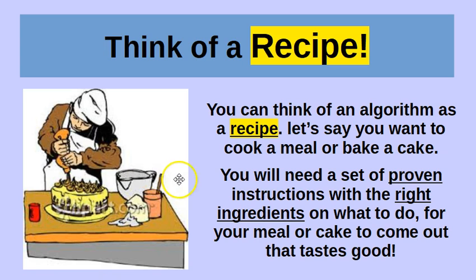So again, think of it as a recipe. Let's say you want to cook a meal or bake a cake, okay? You will need a set of proven instructions with the right ingredients, and that's the important thing, the right ingredients on what to do for your meal or cake to come out tasting good. So that, in simple terms, describes what an algorithm is, okay?